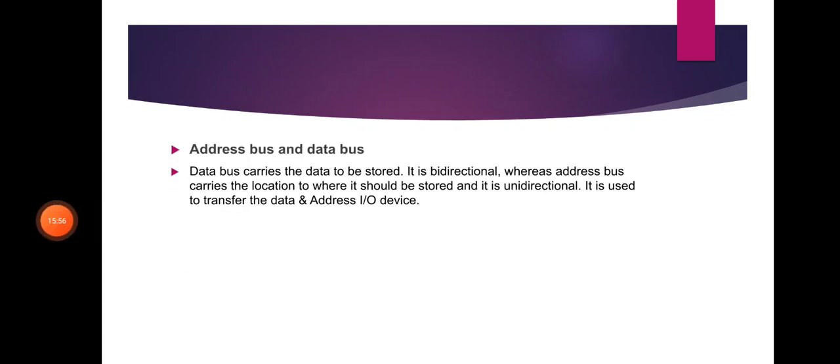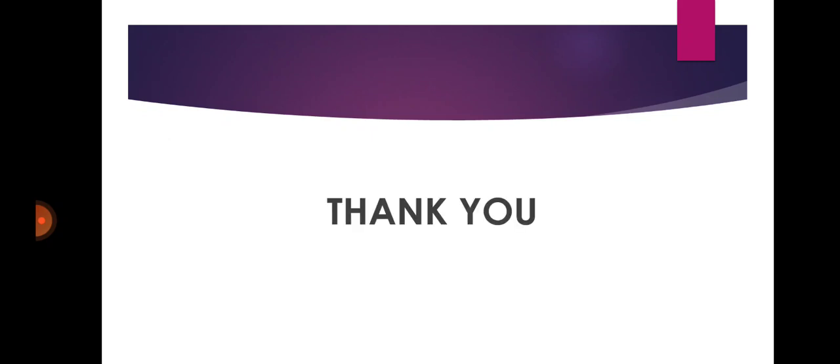And the address bus and data bus. As we saw in the diagram, AD0 to AD7 acts as the address and data bus. This is all about the 8085 architecture, its operations and how it performs. Okay, thank you.